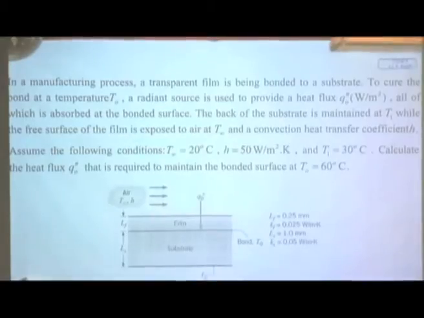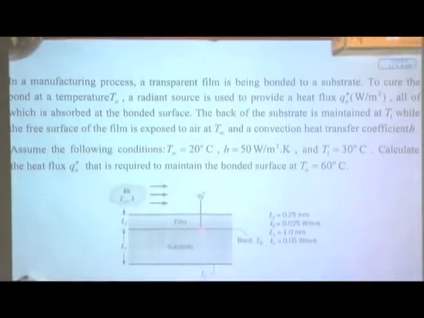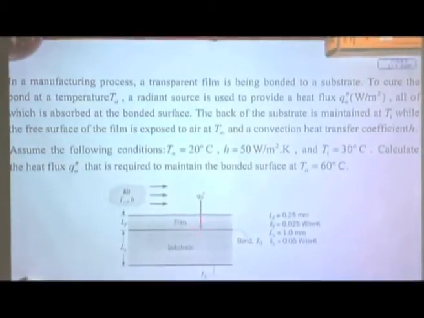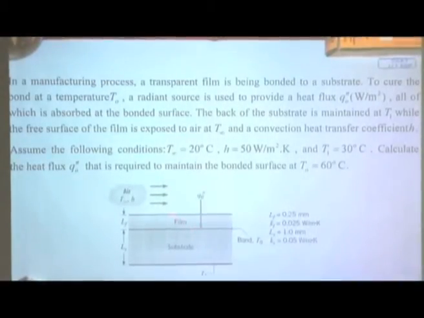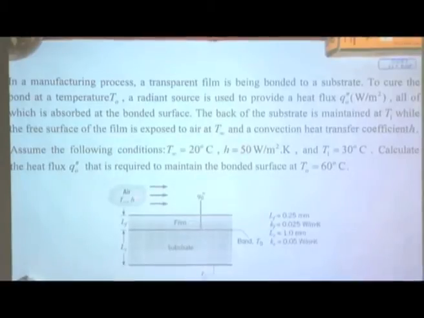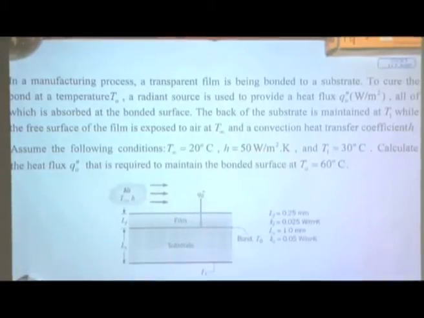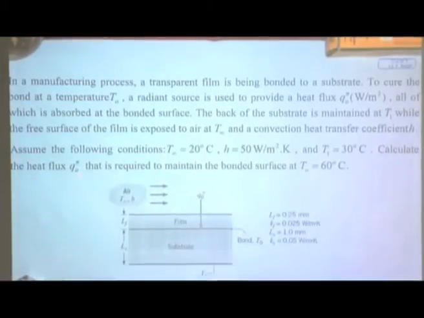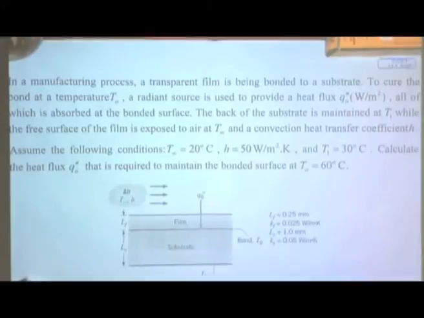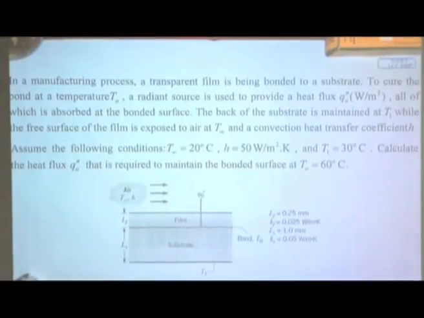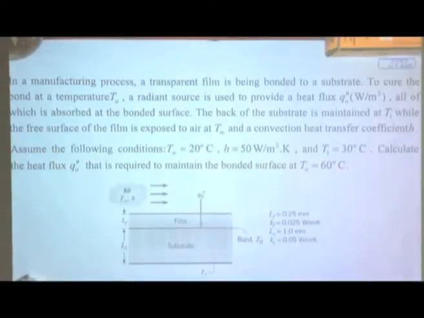Film surface becomes hot, obviously. The heat is absorbed at this bonded surface, film and substrate, from where the heat will come out, and the film will be a hot surface; from the free surface the heat will come out. Assume the following conditions: the air temperature is 20 degrees Celsius, h, the convective heat transfer coefficient, is 50 watt per meter square K, and the back surface temperature Ti is 30 degrees Celsius. Calculate the heat flux q0 double dash, that is the radiant heat flux that is required to maintain the bonded surface at 60 degrees Celsius.